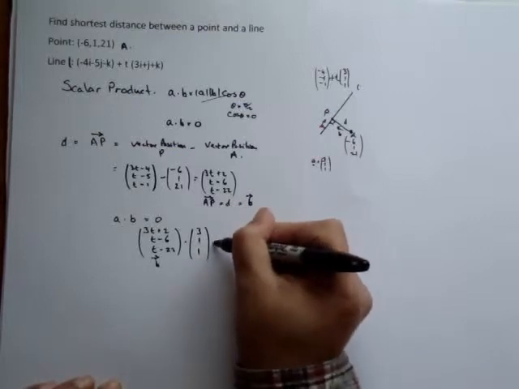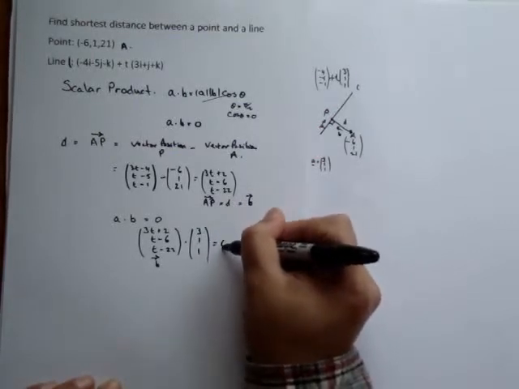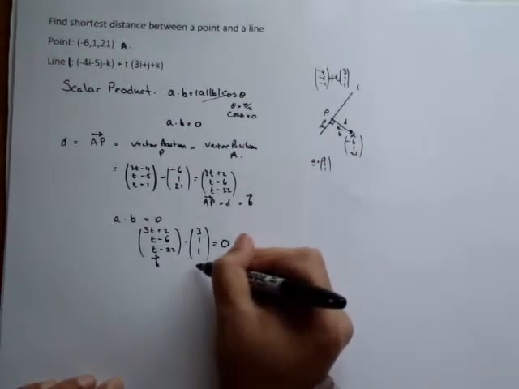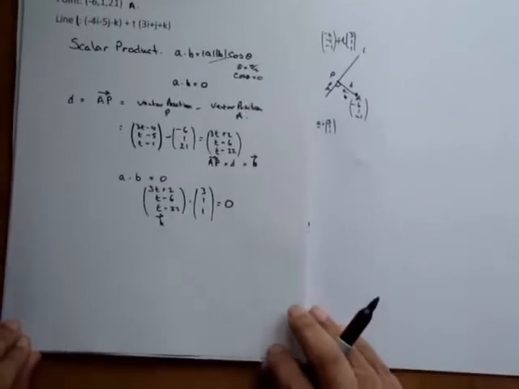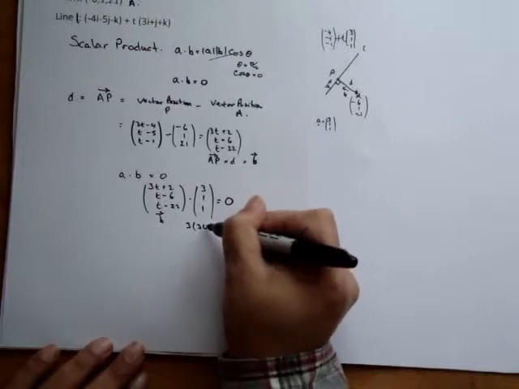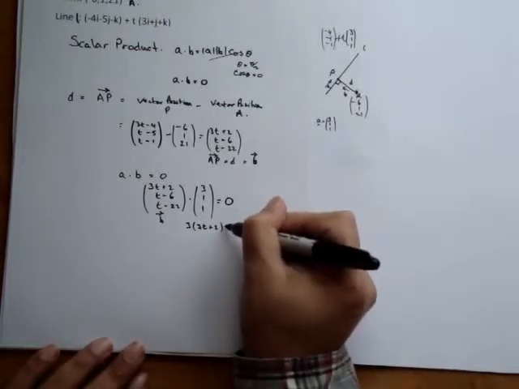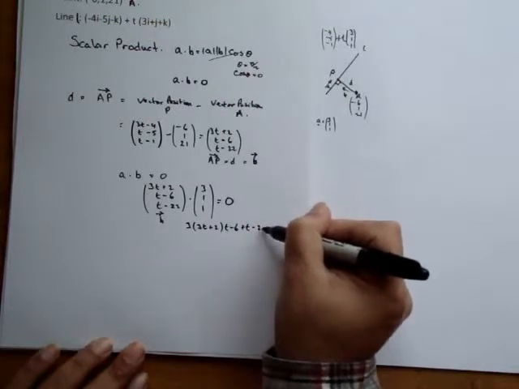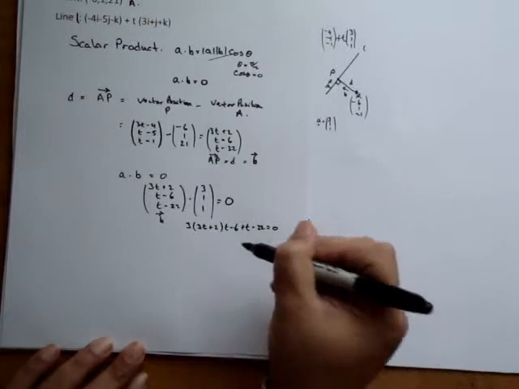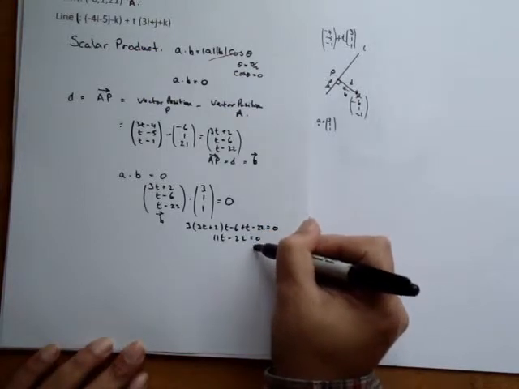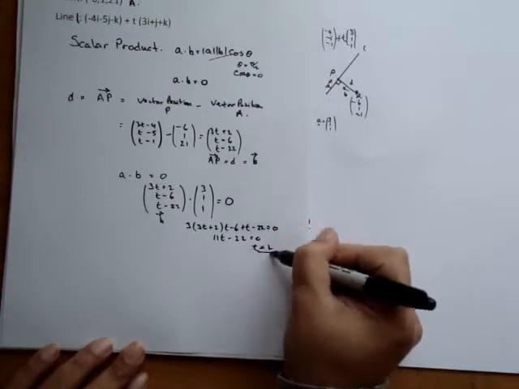So our dot product then is going to have to equal 0 because they're perpendicular to each other. So when we work out the dot product, we get 3t plus 2, t minus 6 plus t minus 22 equals 0. 11t, when we get all our t's together, minus 22 equals 0, therefore t equals 2.